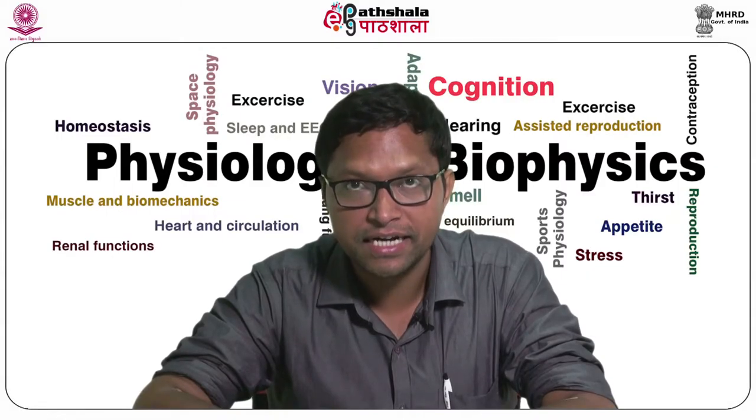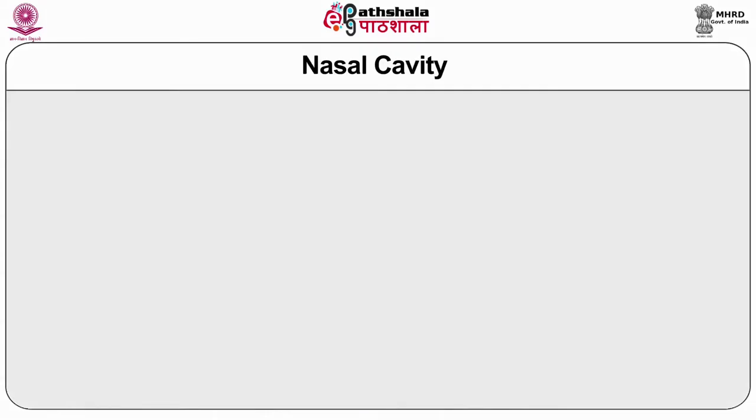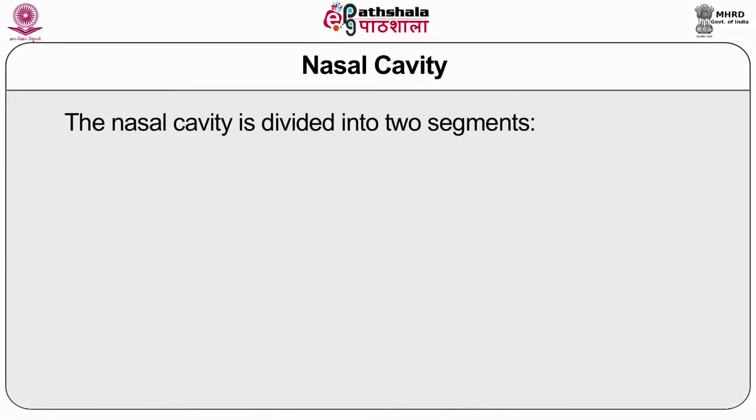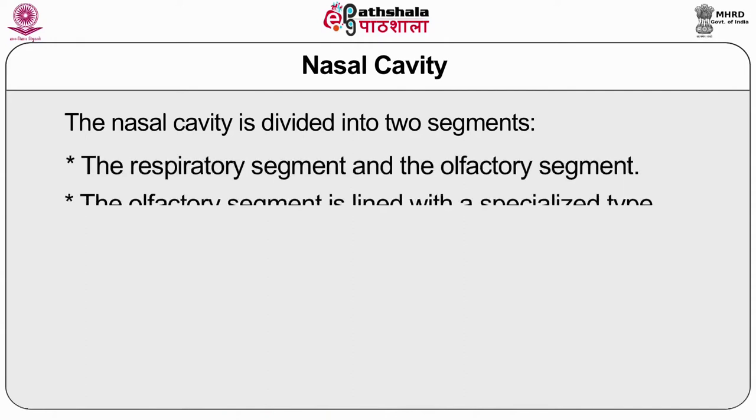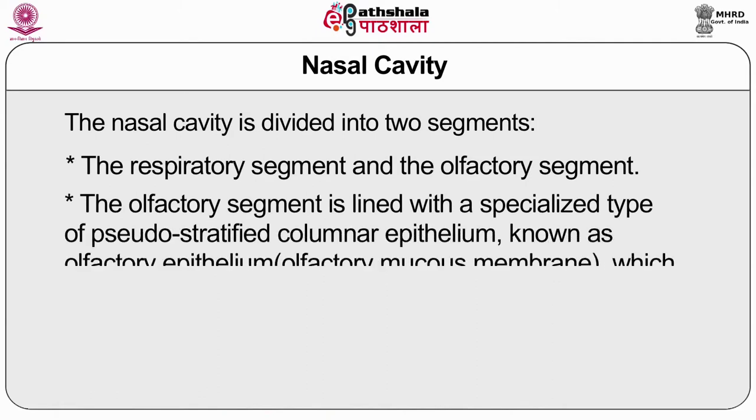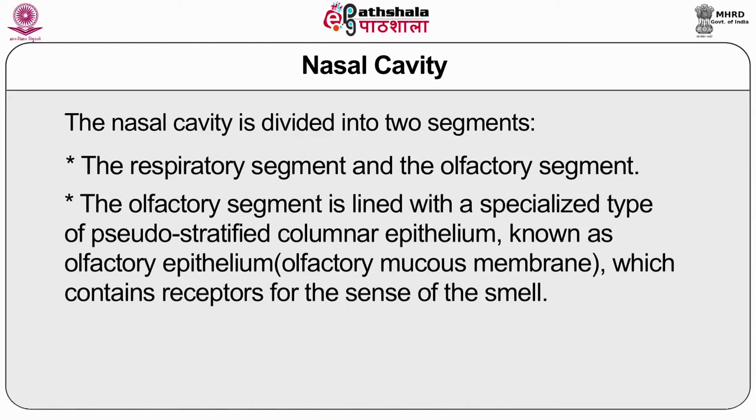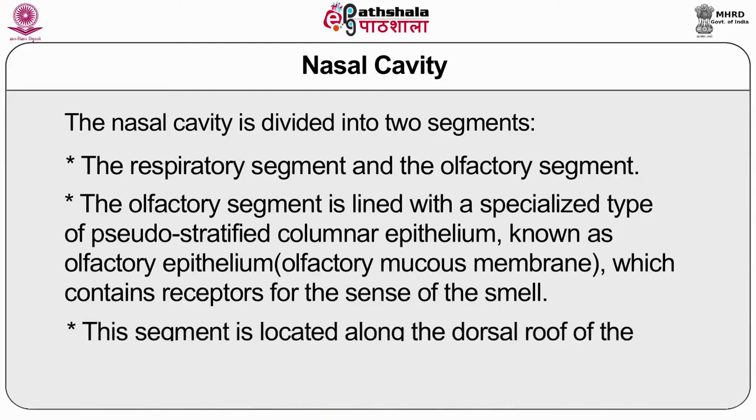Now, let's understand the structure of the nose. The nasal cavity is divided into two segments, the respiratory segment and the olfactory segment. The olfactory segment is lined with a specialized type of pseudo-stratified columnar epithelium, which is also known as the olfactory epithelium, or they form the olfactory mucous membrane. It contains the receptors for the sense of smell. This segment is located along the dorsal roof of the nasal cavity.